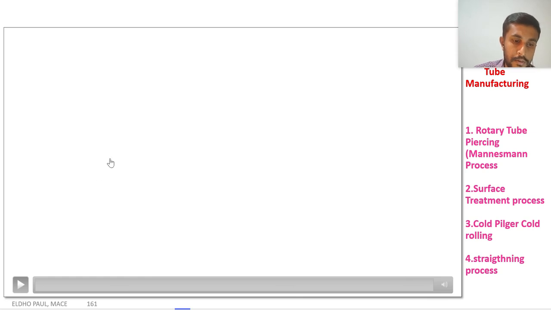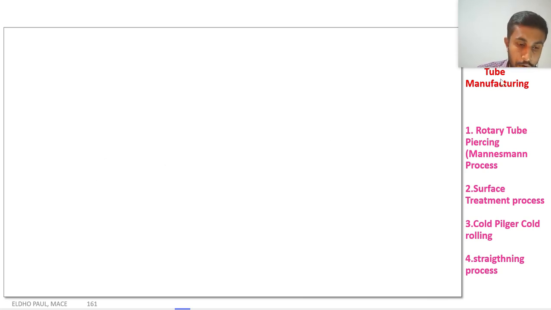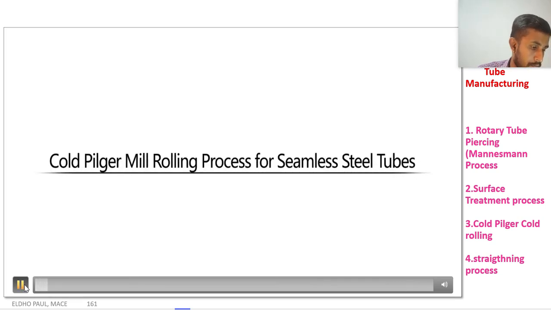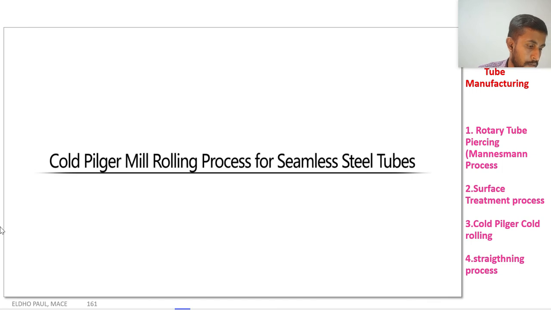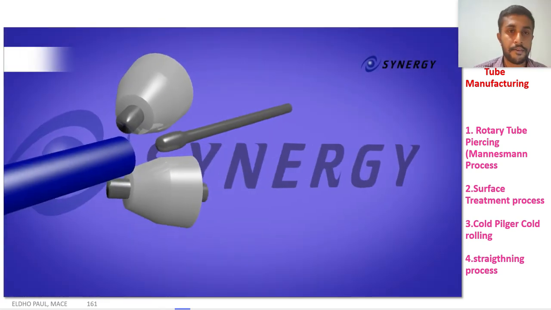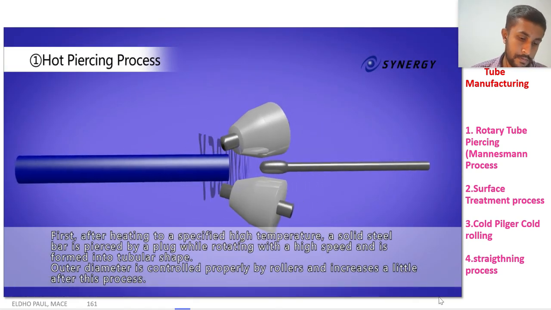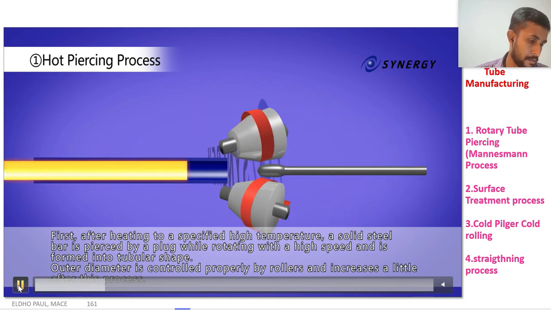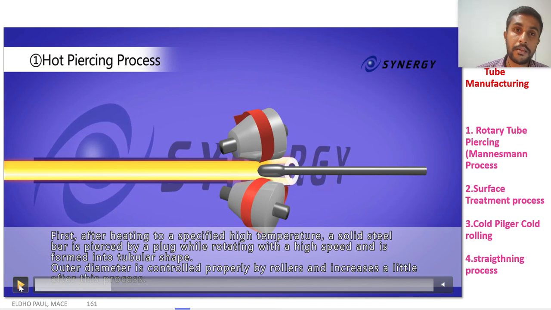Okay, so in case of this tube manufacturing, we have four processes. The first process we already discussed, the piercing process. Let me show the piercing process again. This is the first process, the piercing process. In this process, we already discussed that there are two skewed rollers and one mandrel, and this is the hot material. So we pass the material through the rollers. A cavity is produced, and this mandrel expands the cavity, and we produce a hollow pipe.